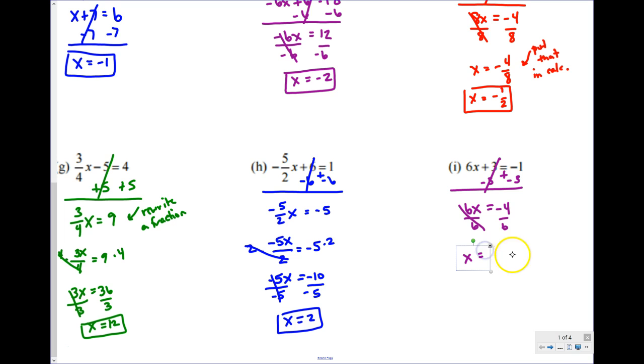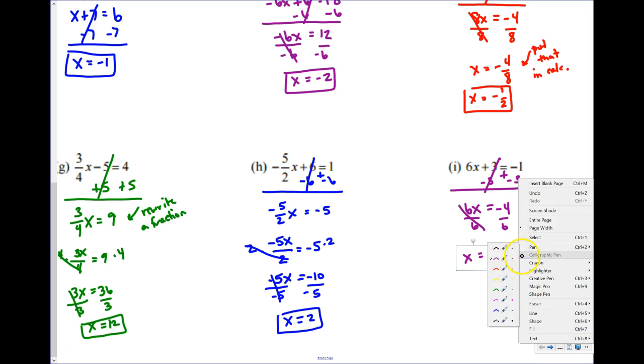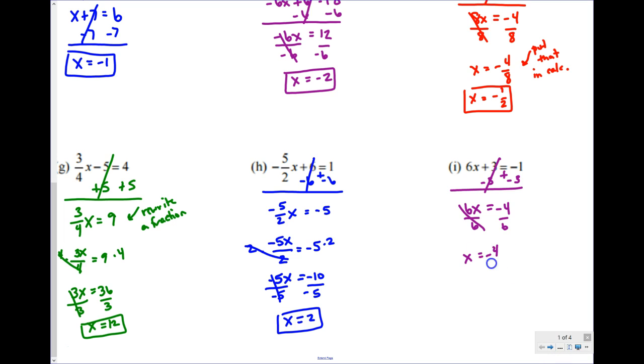negative 4 over 6. I don't know why my pen does this. Now put this in your calculator, or if you can reduce it in your head, reduce it in your head. I know that in my head this reduces to negative 2 over 3. Fractions are okay to get as a final answer. So this should have all been reviewed. Check your answers, make sure you feel good about this, and let's take a look at the next section.